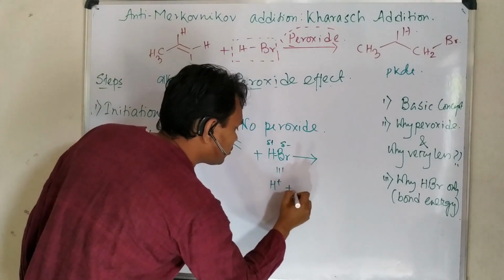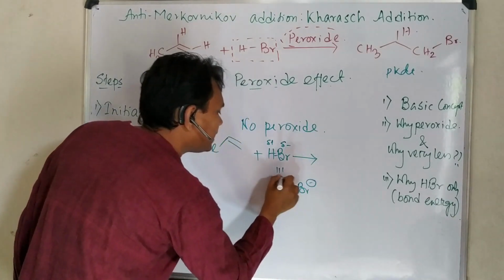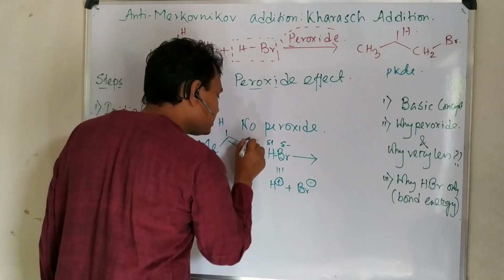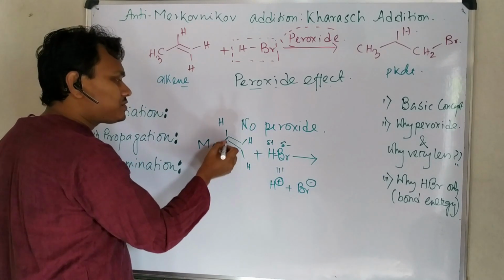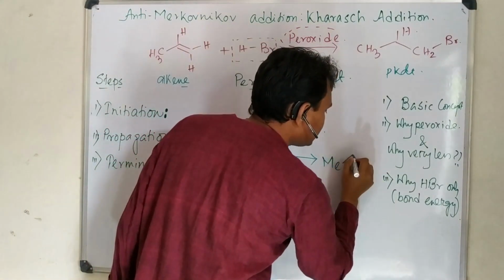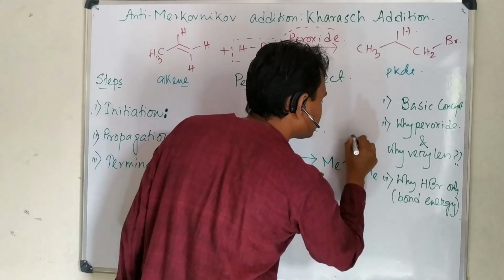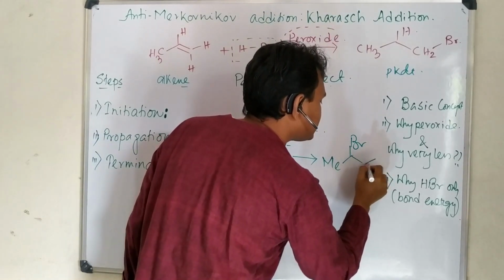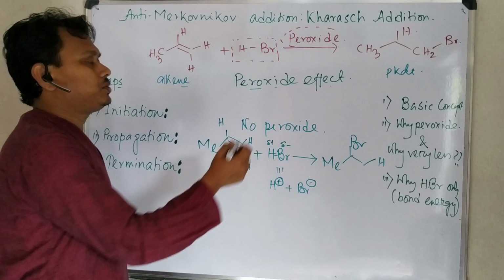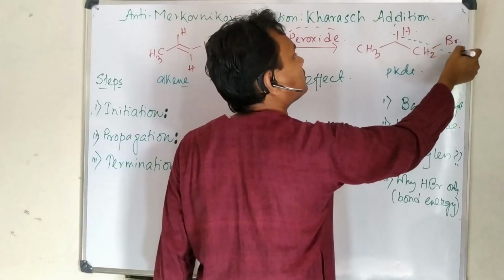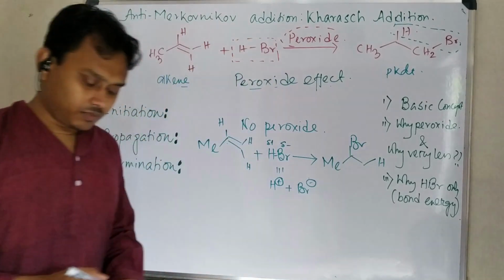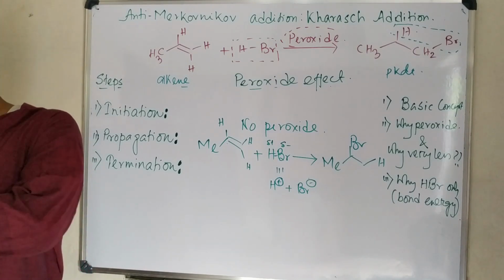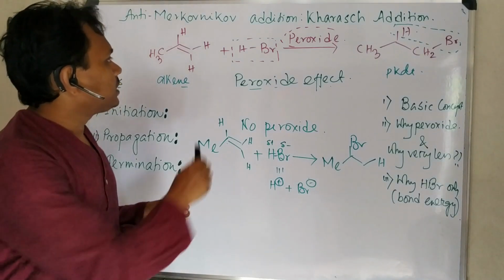because you can consider this as H plus, HBr is a strong acid, and Br minus. So the negative part of the addendum will attach to that carbon which is poorer in hydrogen. This has 1 hydrogen, this has 2 hydrogen. So the negative part will attach here. According to the rule, the product is this. If I write more clearly, there is H and there is Br. So this is the effect of no peroxide. Okay, fine. Now let's discuss the effect of peroxide.